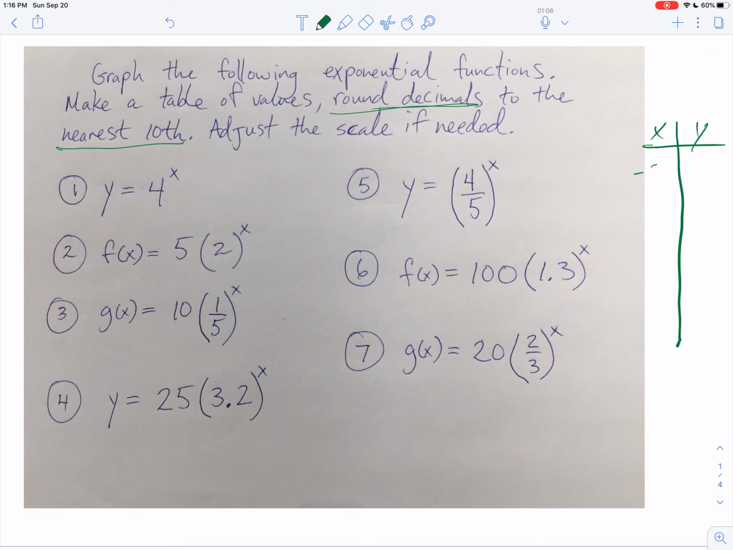You're going to plug in -2, -1, 0, 1, and 2 for every single one of these. Get your output, round it off to the nearest tenth. If there's a scalar, then adjust your scale, etc., etc., etc. And then you'll have 7 pictures there. Then let's switch gears. Let's go to logarithms.